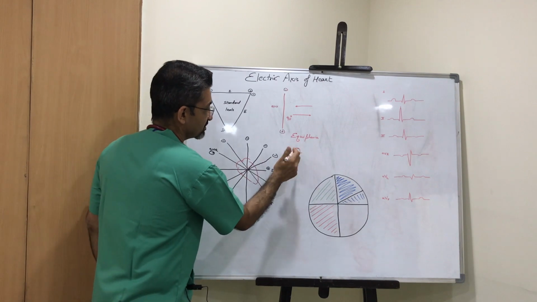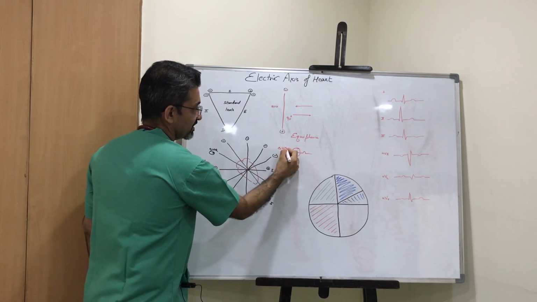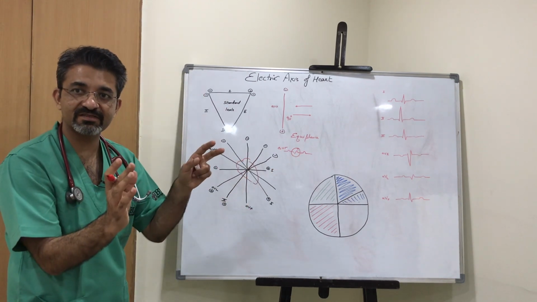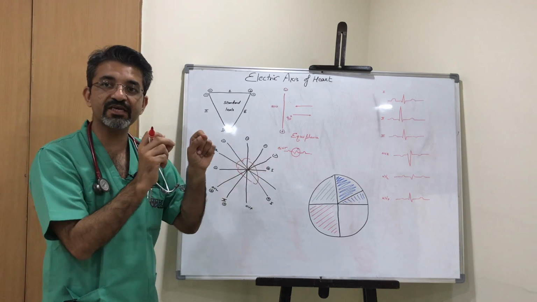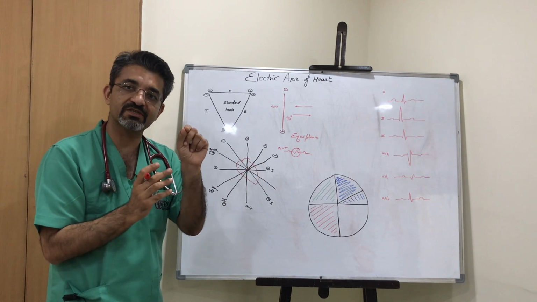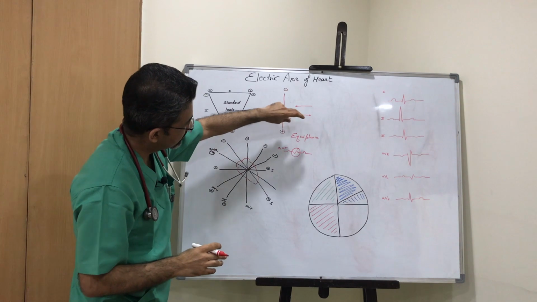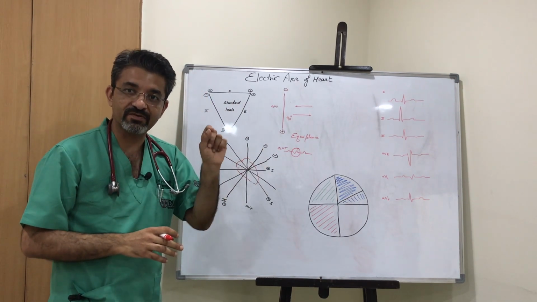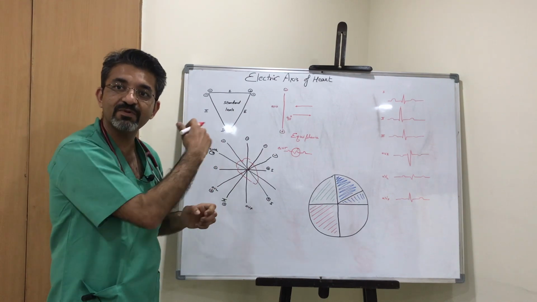Suppose this is lead AVF, and the QRS is like this. What does it mean? That the mean QRS vector is perpendicular to AVF. So whenever we find an equiphasic or very small deflection of P, QRS or T, it means that the electrical current of the heart for that wave, that is the P wave, the QRS or the T wave, is traveling perpendicular to the lead.